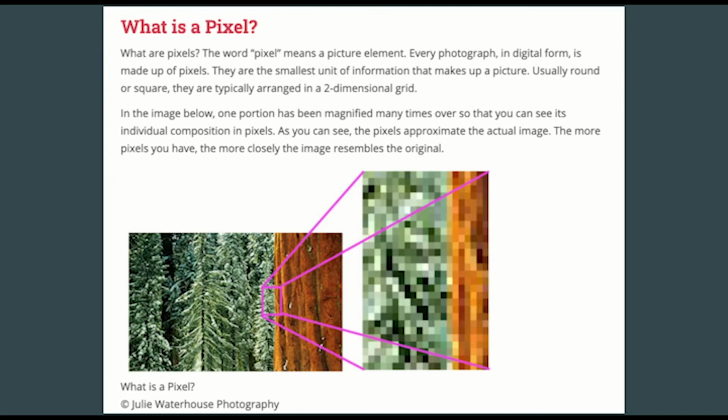Here you can see the picture of a tree or woods, and then when they've zoomed out, you can really see in this image how closely, or how geometric, pixels represent an image.